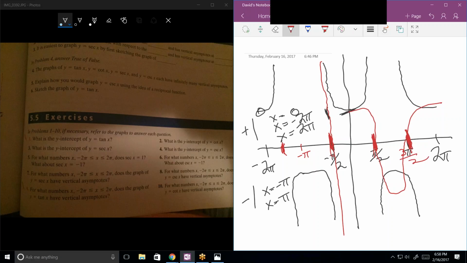For tangent, starting from the left, negative 3 pi over 2. Correct. Negative pi over 2. Pi over 2, and then 3 pi over 2. Perfect. And then how about cotangent? Cotangent, starting from the left, it's going to be at negative 2 pi, negative pi, 0, pi, and then 2 pi. Perfect.